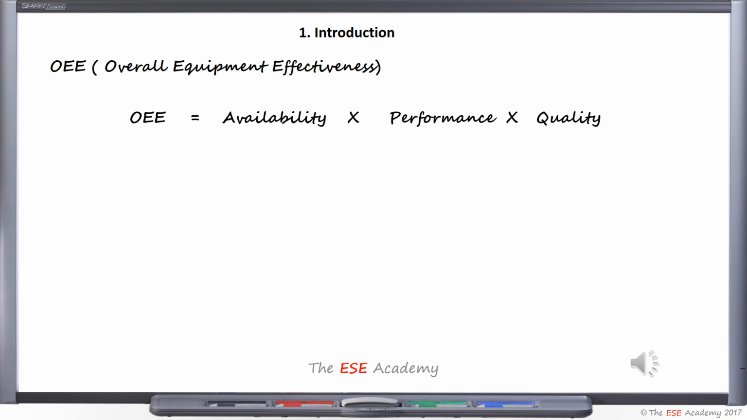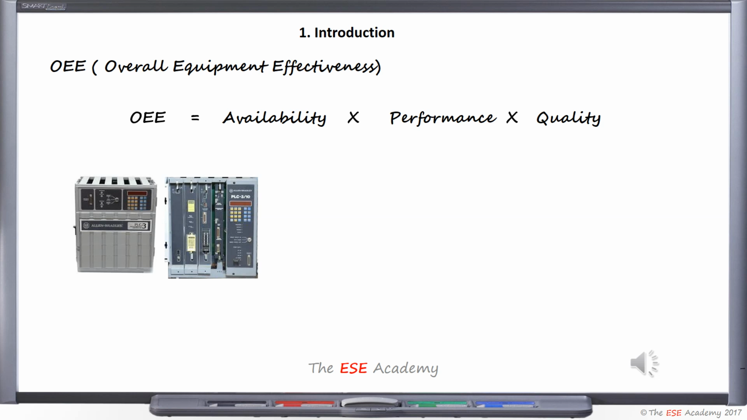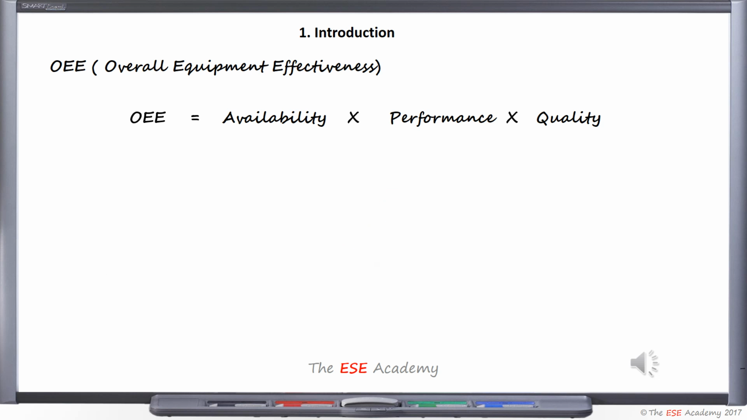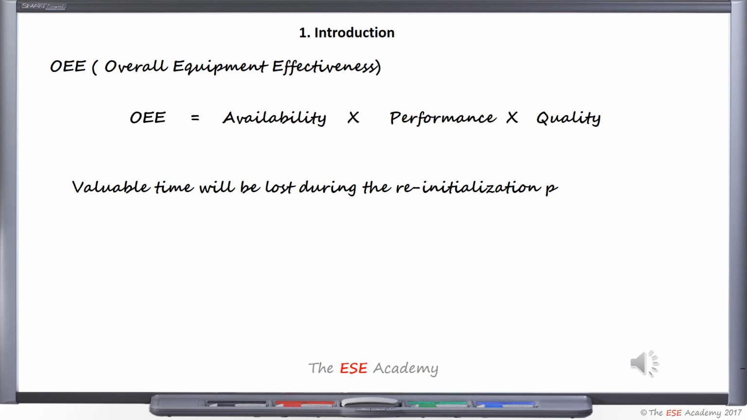Traditionally, due to the limitation of PLCs, all unexpected events which occur during the manufacturing process will cause the equipment to halt its mission no matter what it is doing. To restore the machine, the operator first needs to reinitialize the machine, then the operator can restart the machine. It's obvious that valuable time is lost during the reinitialization process, and this could happen frequently.